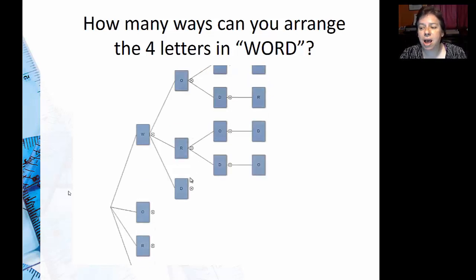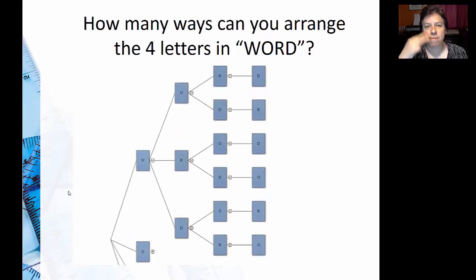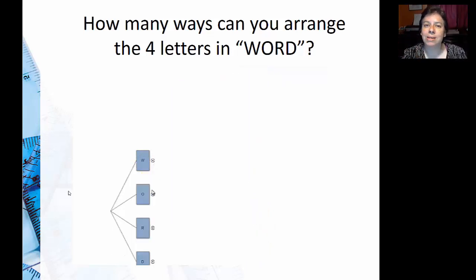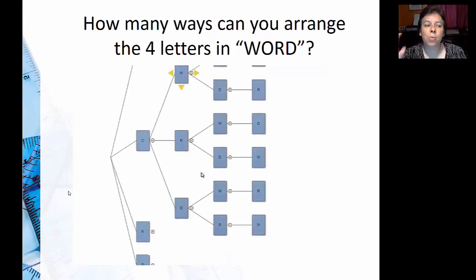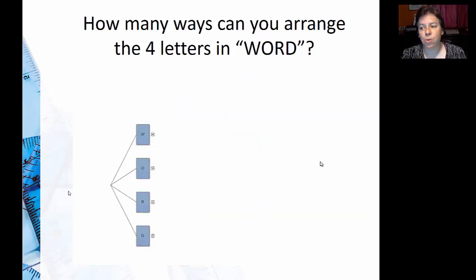So you can see, if I picked W first, I have 3 choices for the next letter. And for the next letter after that, I have 2, and then I have 1. 3 times 2 times 1 is 6, and that gave me the 6 words that started with W. But I can also do this with O. I will have O, W, R, D, so I have 3, then 2, then 1.